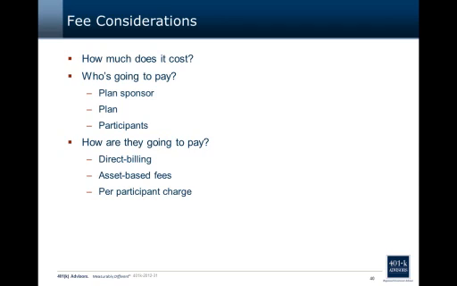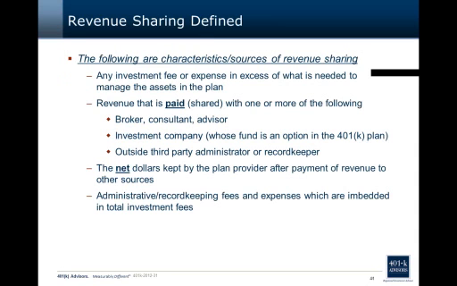So again, who's going to pay for it? Business decision. How they're going to pay for it? Business as well. And there are really three ways to do it. You can have direct billed fees, you can have asset-based fees, you could have a per participant charge, and any combination of the three.